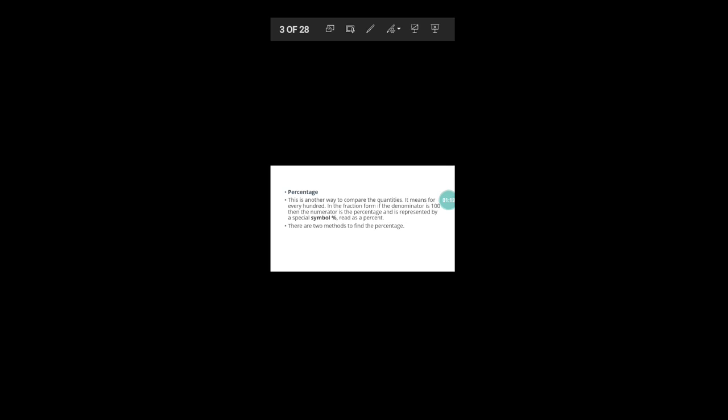Now to represent the percentage, we also have to represent it. So there is a special symbol, that is known as percent. Okay. And do you know that there are two ways to find percentage? Yes, there are two ways. Now let us see what the two ways are and learn from them.